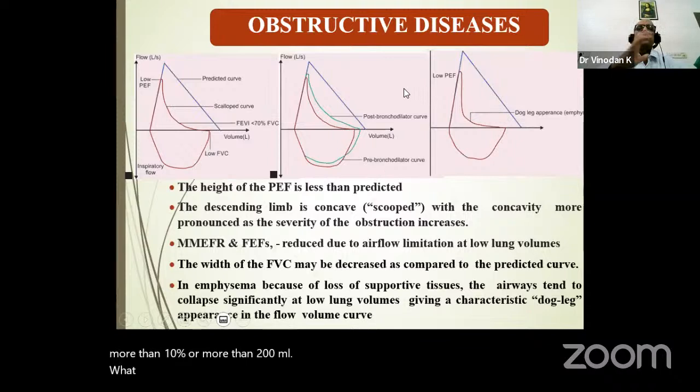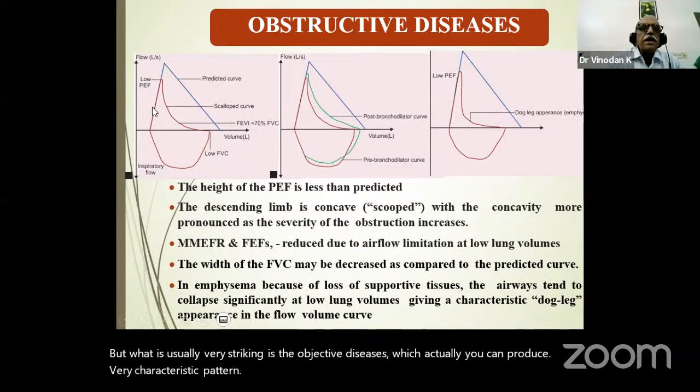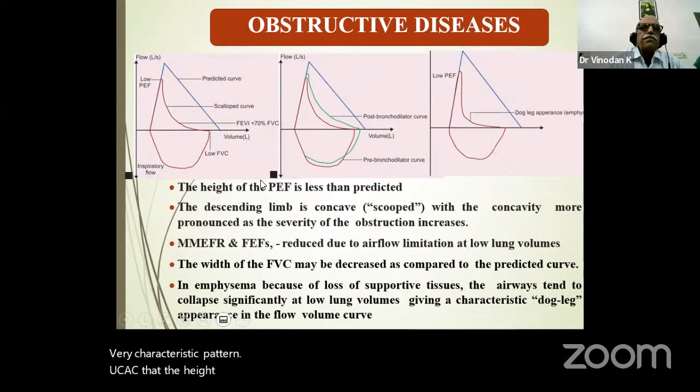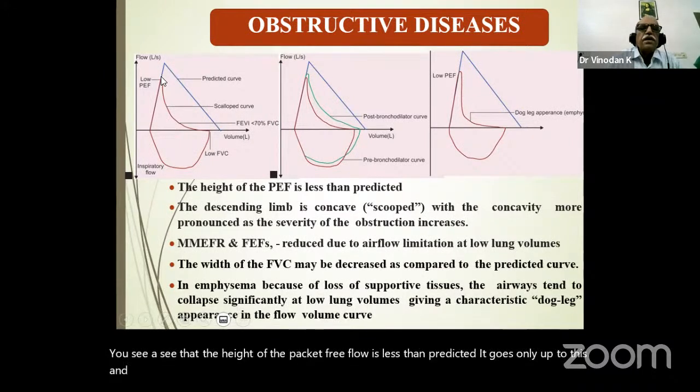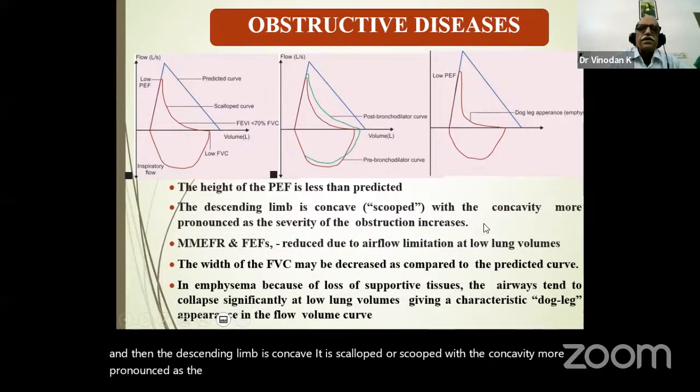But what is usually very striking is that obstructive diseases produce a very characteristic pattern. The height of the peak expiratory flow is less than predicted. It goes only up to this, and then the descending limb is concave. It is scalloped or scooped, with the concavity more pronounced as the severity of the obstruction increases. And when you give bronchodilators, you can see that the curve becomes slightly better.